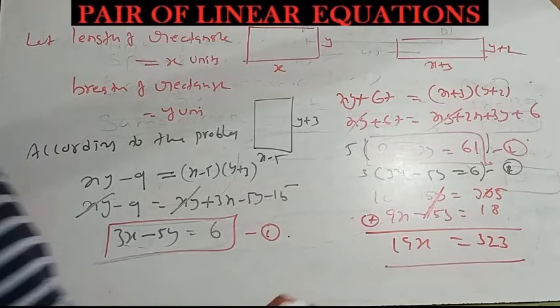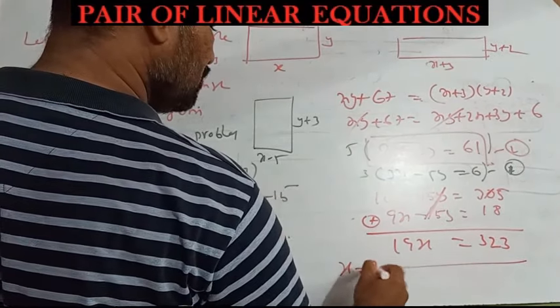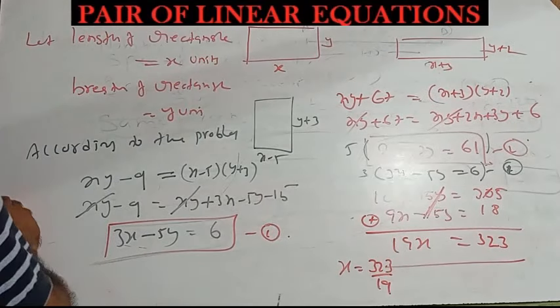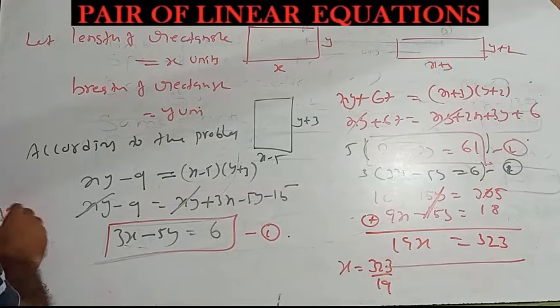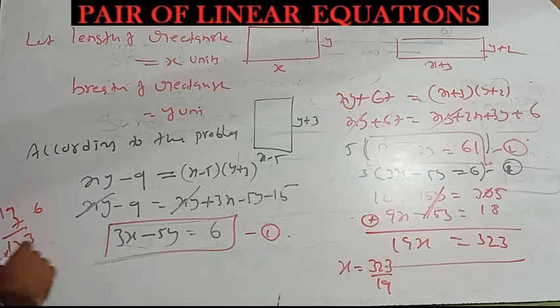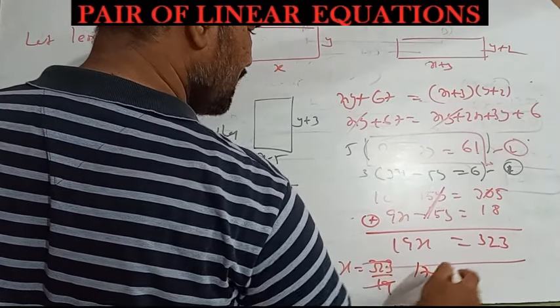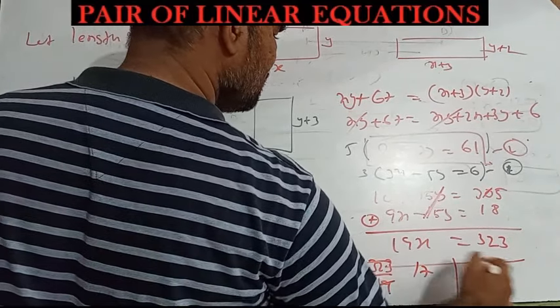Now I want to find x. x is equal to 323 by 19. Dividing by 19, 323 divided by 19 gives 17. So I got x equal to 17.